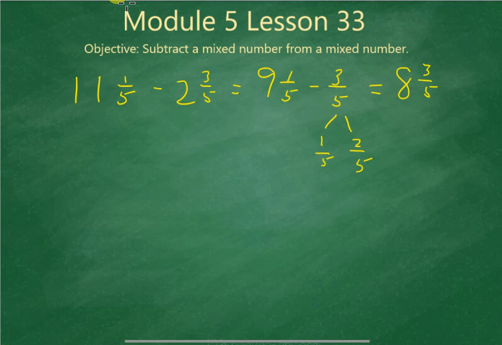Well, how is it 8? Because if we take away this 1/5 right here, that just leaves us with 9. If we have 9 wholes and we take away 2/5 more, because we're going to have 2/5 left here, then that leaves us with 8 and 3/5.